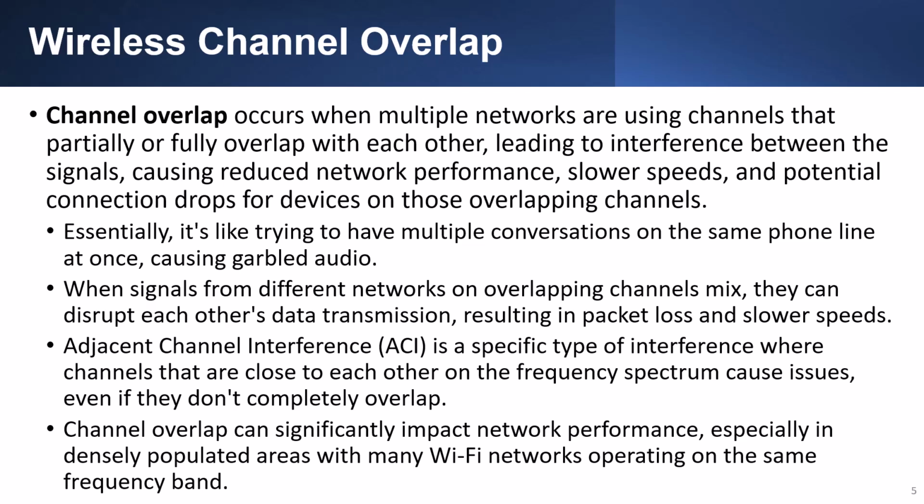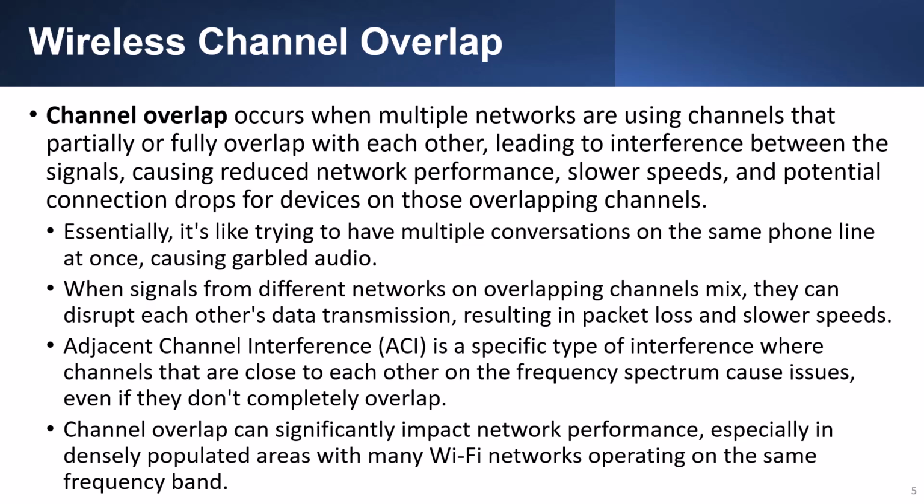Channel overlap occurs when multiple networks are using channels that partially or fully overlap with each other, leading to interference between the signals, causing reduced network performance, slower speeds, and potential connection drops for devices on those overlapping channels. Essentially, it's like trying to have multiple conversations on the same phone line at once, causing garbled audio.